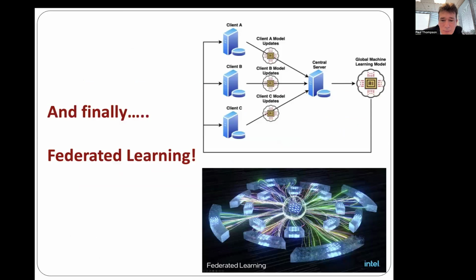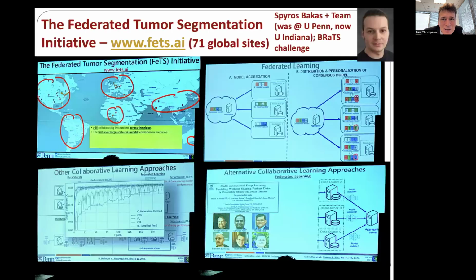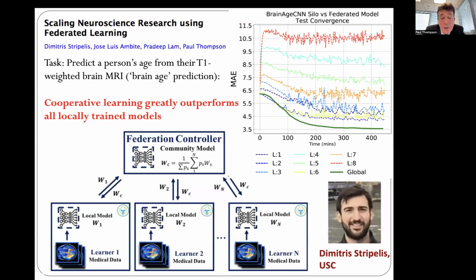I did want to close by mentioning federated learning. This is an area which is a very, very hot topic right now. Spiros Barkas and his team at University of Pennsylvania have a very famous tumor segmentation challenge where people around the world, radiologists, label brain tumors, and machine learning models are trained to label these automatically. And they're trained on data that's not centralized. So these are trained on data sets that might be all over the world. And there's special methods to do this.